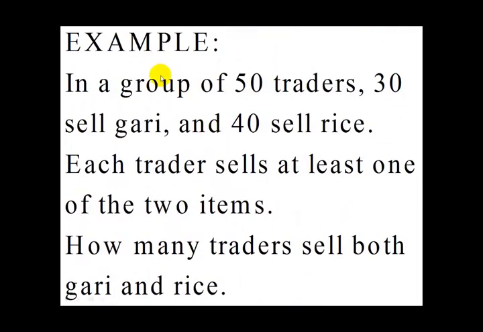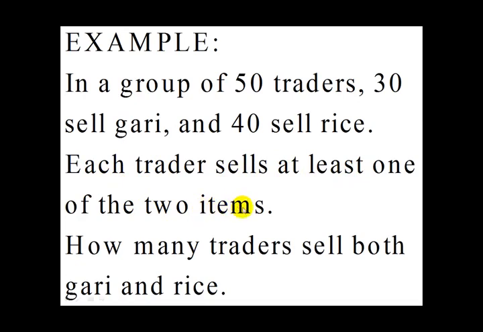Now let's look at this problem. In a group of 50 traders, 30 sell gari and 40 sell rice. Each trader sells at least one of the two items. This means that region D equals zero. Take note of this, because each trader sells at least one of the two items.